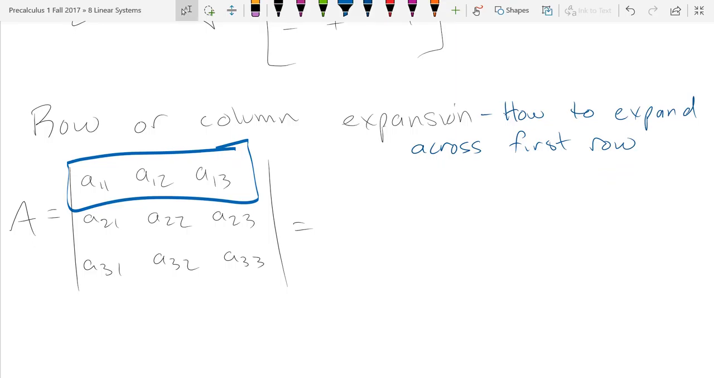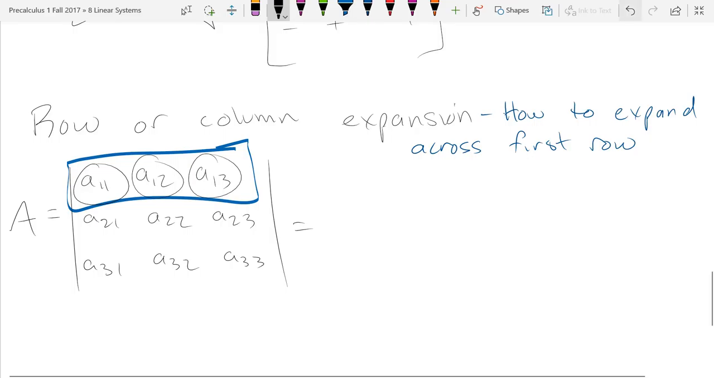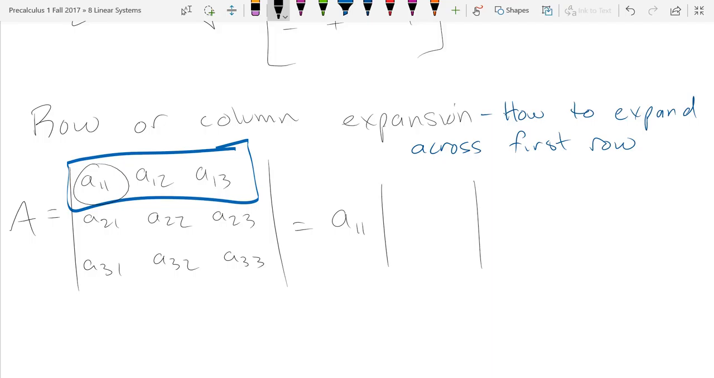From here, what we're going to do is basically pick one entry at a time. We're going across the first row, so we're going first entry, the next, we're going to go with A12, then A13. So with the first entry, you have A11 times the determinant of M11, meaning the submatrix with row 1, column 1 removed.